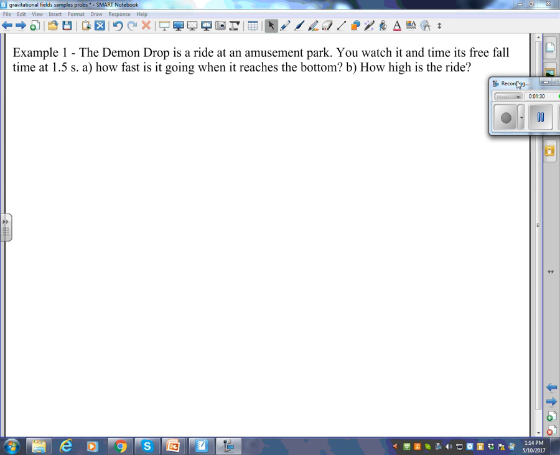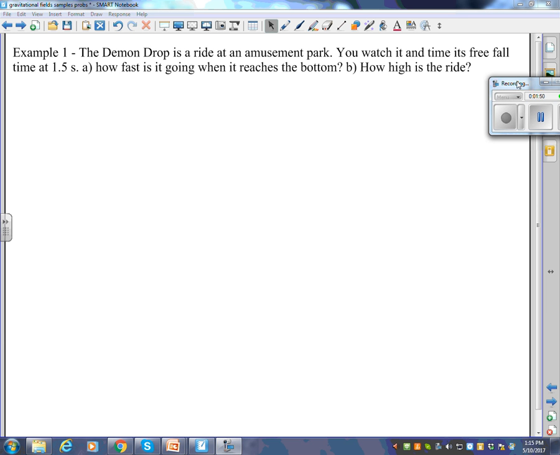Example number 1. Demon Drop is a ride at an amusement park. You watch it, time its free fall time at 1.5 seconds. Now, I'm likely the only person in the room that does this sort of stuff at amusement parks, but I'm a nerd, so whatever. How fast is it going when it reaches the bottom, and how high is the ride?